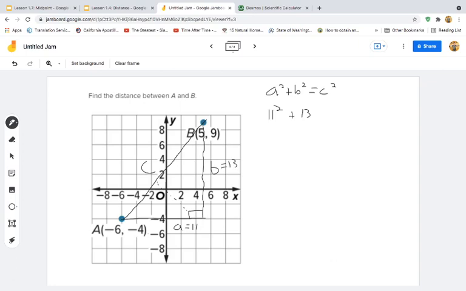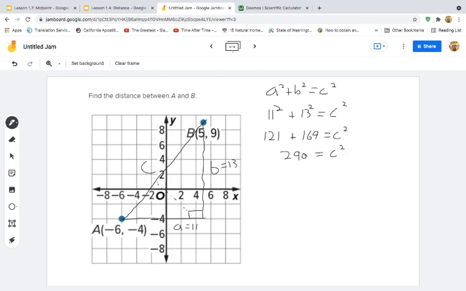So 13 squared equals C squared, which is what we're trying to find. Then we just square our numbers here. 11 squared, or 11 times 11, is 121, plus 13 squared. 13 times 13 is 169, which equals C squared. Let's go ahead and add the like terms. So 121 plus 169 is going to be, I believe, 290, which equals C squared.